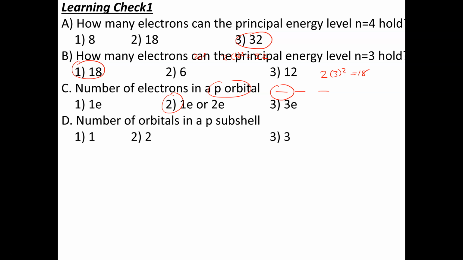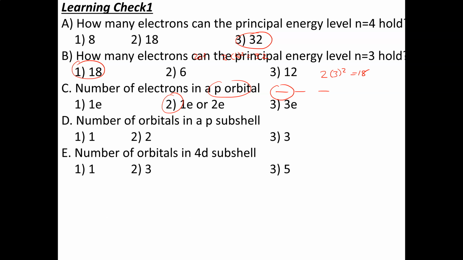So when you hear p, you're supposed to think 3 orbitals. Number of orbitals in a 4d subshell? Well, d has 5 orbitals. The number in front of the shell number is not what you use to figure out the number of orbitals. It's the letter. The letter tells the number of orbitals. D has 5 orbitals, so that's going to be your answer, 5 orbitals.